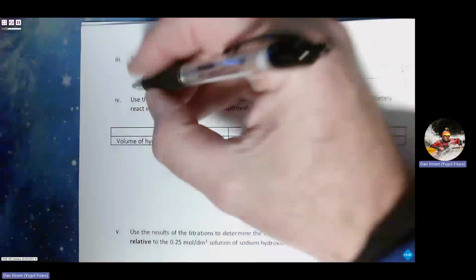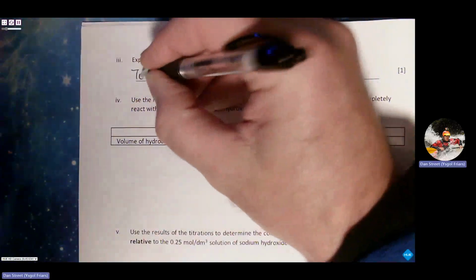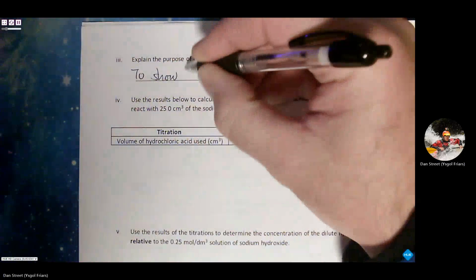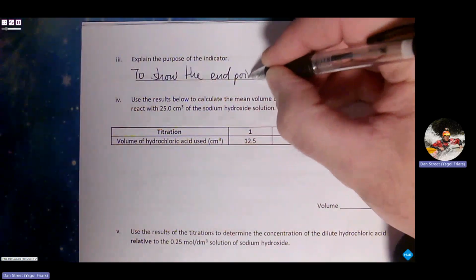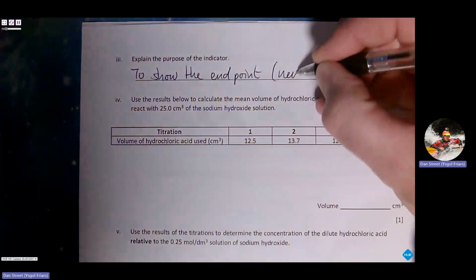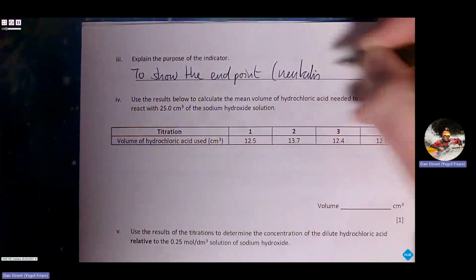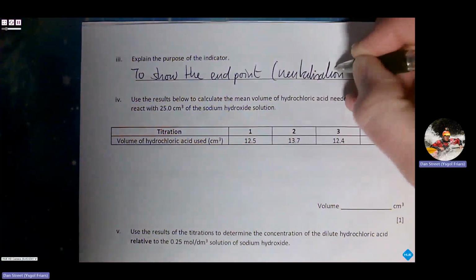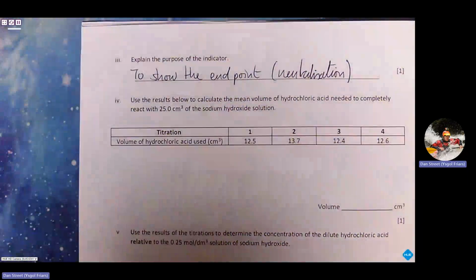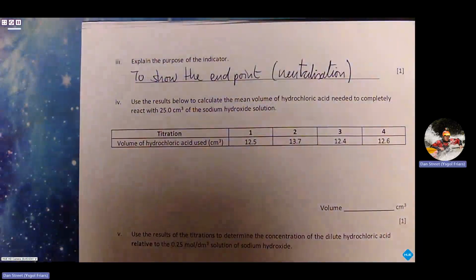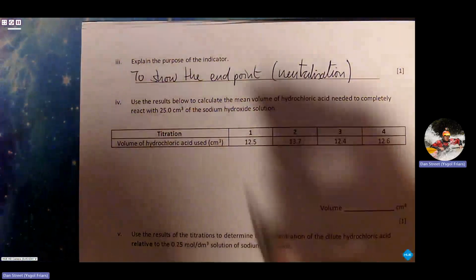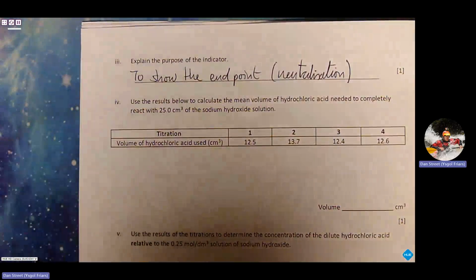Okay, explain the purpose of the indicator. And the purpose is to show the end point of the titration. And in this particular instance, that means neutralization. So you know how you added the right amount of the solution in the burette when the indicator indicates that the solution is neutral. Okay, and we call that the end point in a titration experiment.